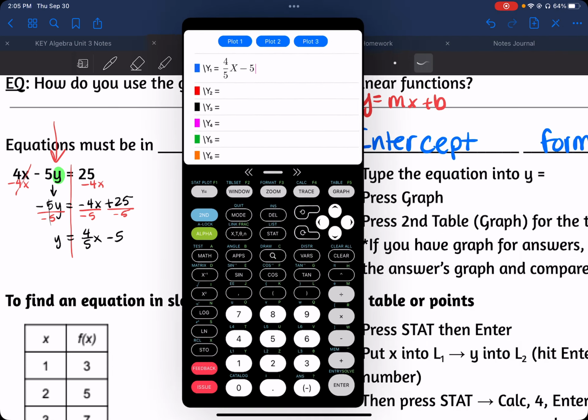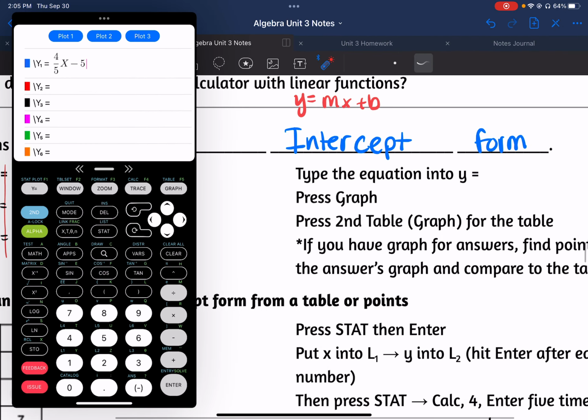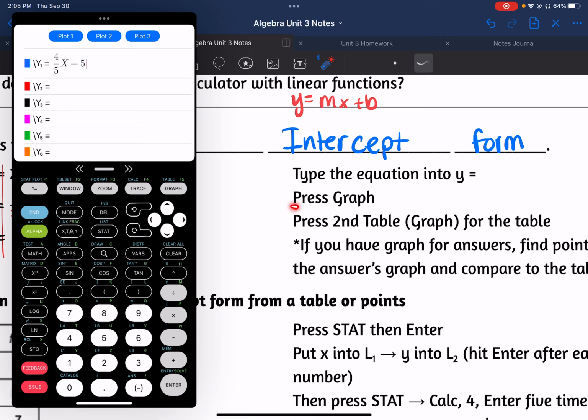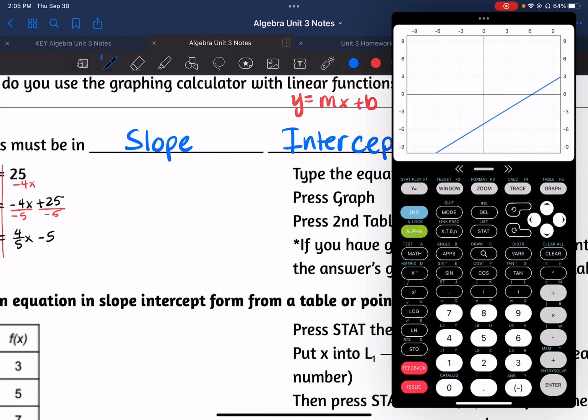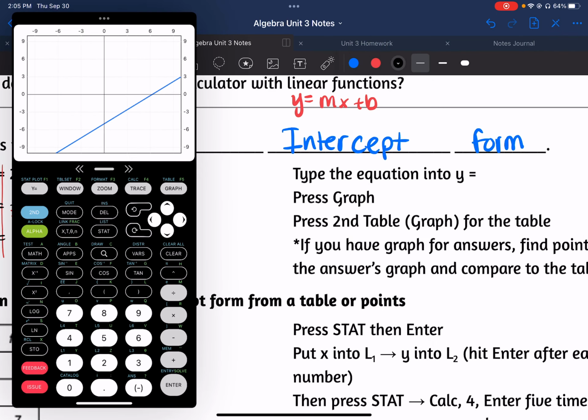What's my next step? If you guys can see right here, first you type your equation in. Second, we need to press graph. After you have your equation, here's your graph button right there. Tap that one. Okay, there's my graph right there. And then your next step says, here, let me use a different color.